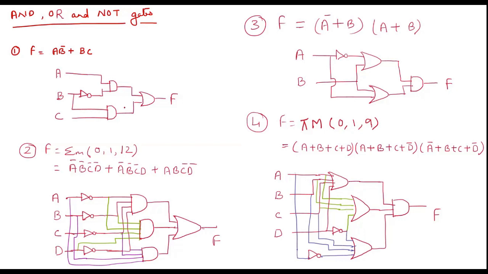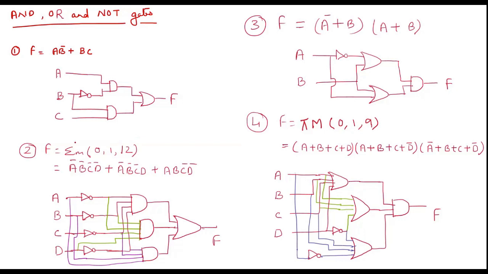Now these two outputs of the AND gates I am projecting to a 2 input OR gate, because the equation says A B complement plus BC, so it is ORed together. This is an SOP equation, sum of products. Finally at the output F, I am getting A B complement plus BC. This is how I am designing the first circuit.